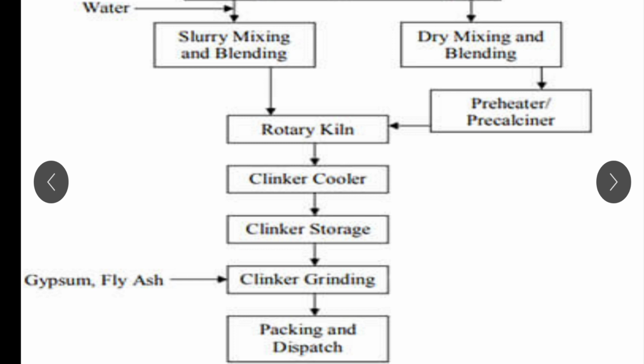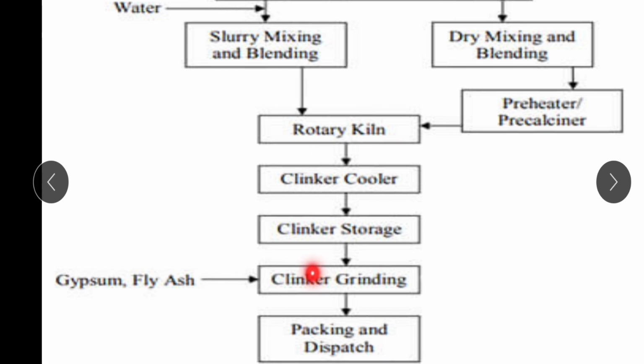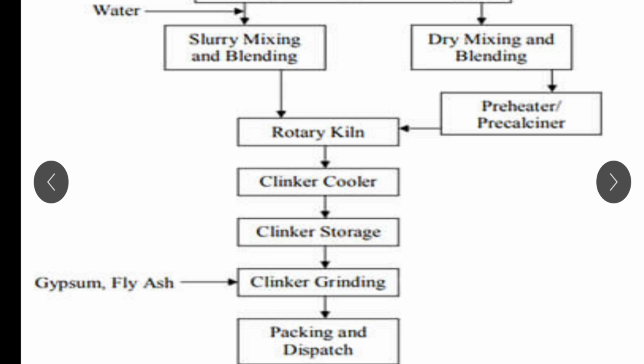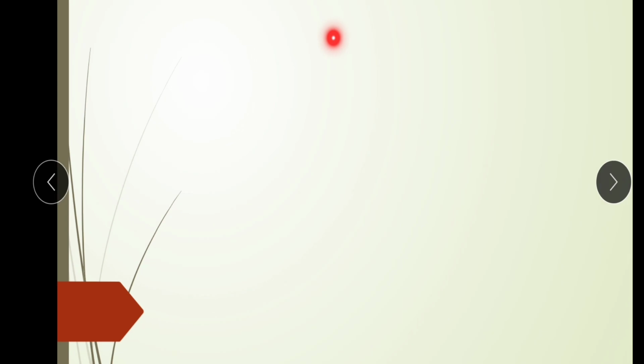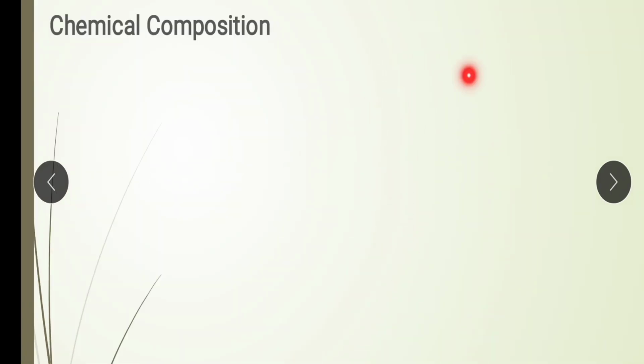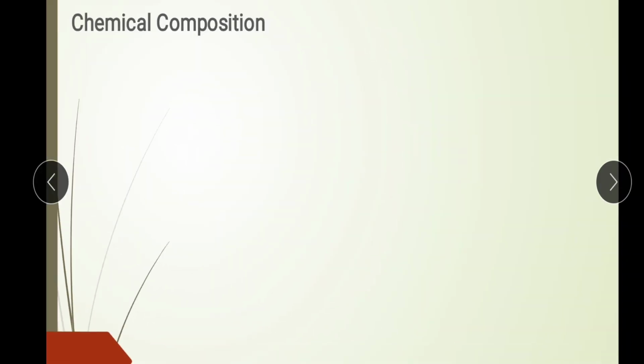will be transferred to the rotary kiln, and some amount of temperature is applied, and then it goes to clinker formation. The clinkers are stored and ground into a powder formation, and then a small amount of gypsum as well as fly ash is added, and that fly ash is added as a pozzolanic material, and then it will be transferred to the packing units.